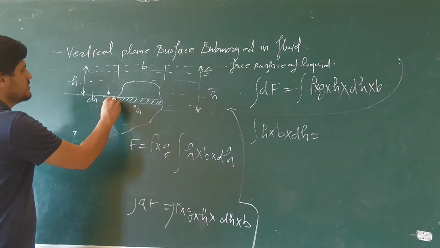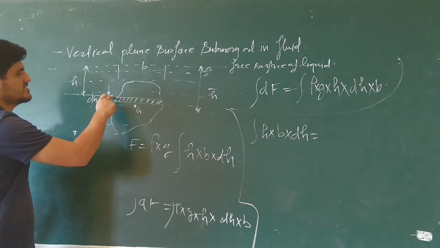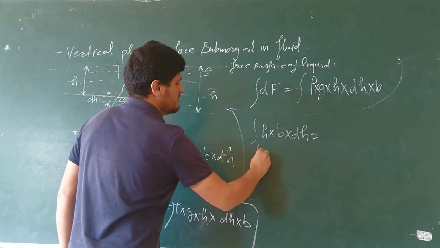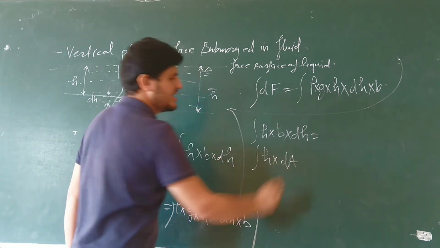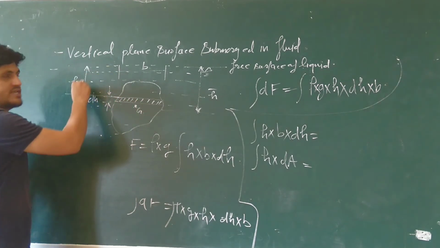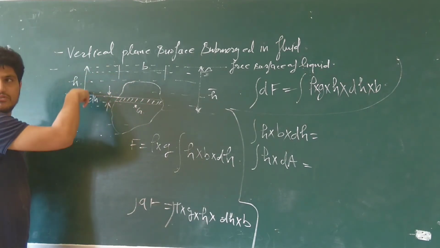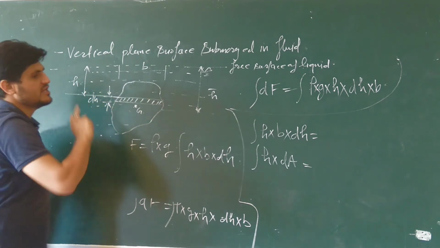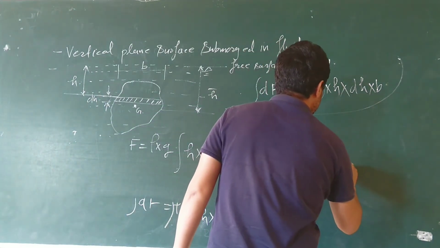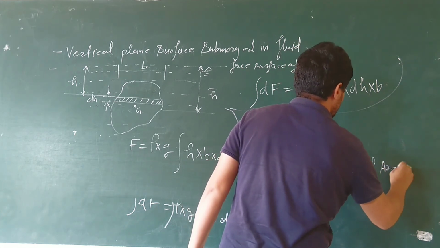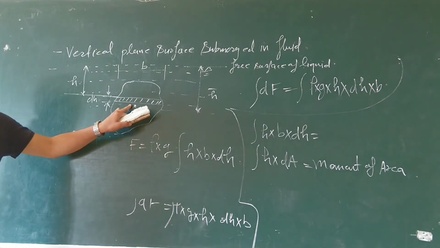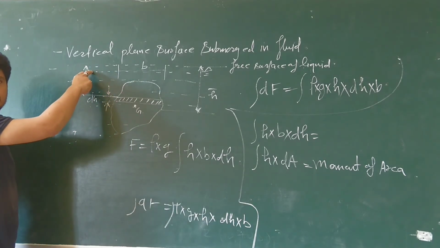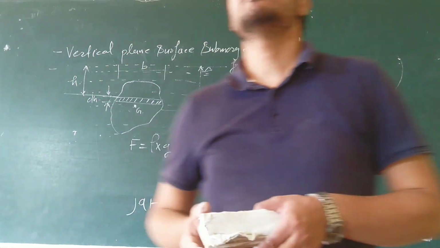Okay, now integration of h into b into dH. What is your b into dH? This is the area of this small strip, right? This is the area of the small strip. So integration of h into, I can write here dA. Now what is your h? h is the distance of the small strip from the free surface of liquid, and this is area. So h into dA, it will become moment of area. This is the area and this is the perpendicular distance. If I multiply area with your perpendicular distance, it becomes your moment of area.